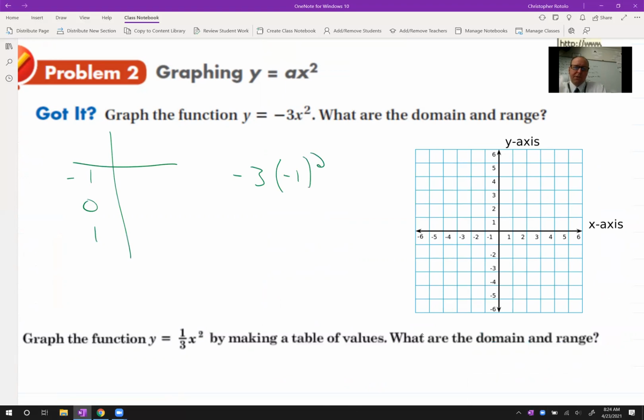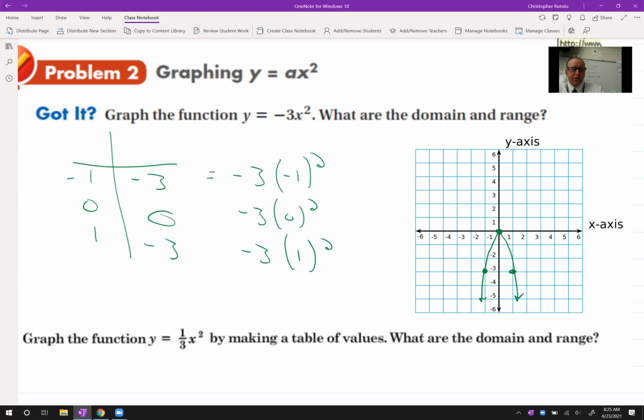All right, -1 squared is 1. 1 times -3 equals -3. 0 squared is 0, times -3 is 0. And you know what's going to happen if I square 1, I get 1, so I get -3 again. That's enough for a graph for this type of graph. So all I want to do is identify what happened here. So (0, 0), (-1, -3), (1, -3). Hey, that's what it looks like right there.